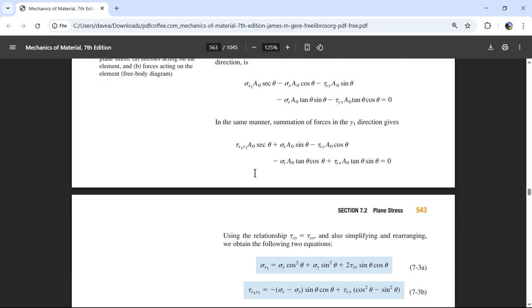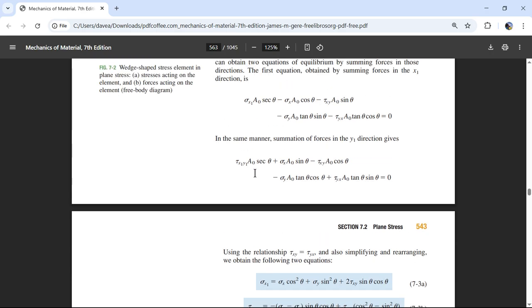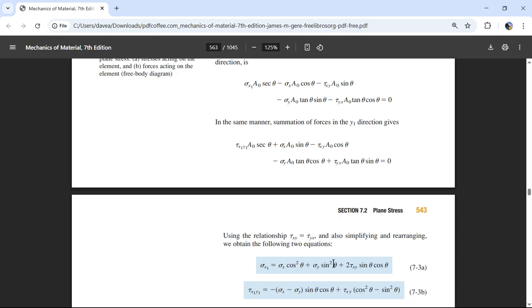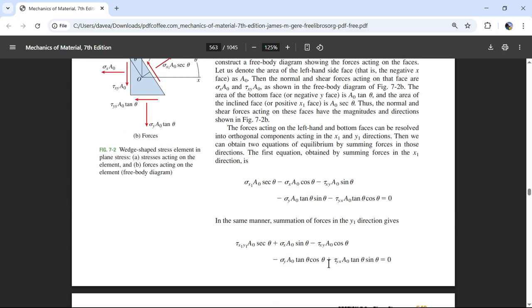So we did it, you know what I mean? Because they don't spell it out for you. They just say, hey, this becomes that. And so we have 2 of those. We just talked about that. We have that cosine squared times sigma x, sine squared times sigma y. All right, let's play that same game for this one.